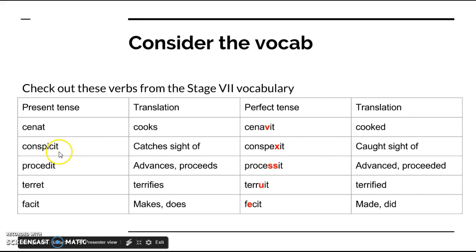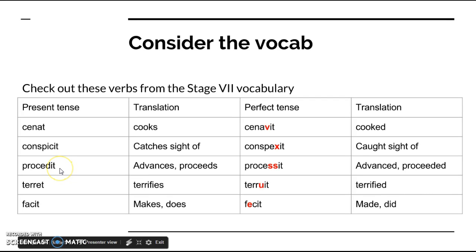Well, let's move down. So we have this new verb, conspicit, which means catches sight of. Kind of like you look at something out of the corner of your eye. Well, in the perfect tense, it changes into conspexit. Notice how the X is highlighted in red here. I've highlighted all the tense indicators in red and bolded them so they're easy to see. In this one, it is an X, and when you translate it in English, it is caught sight of. Notice how in English we don't say catched sight of. We say caught.